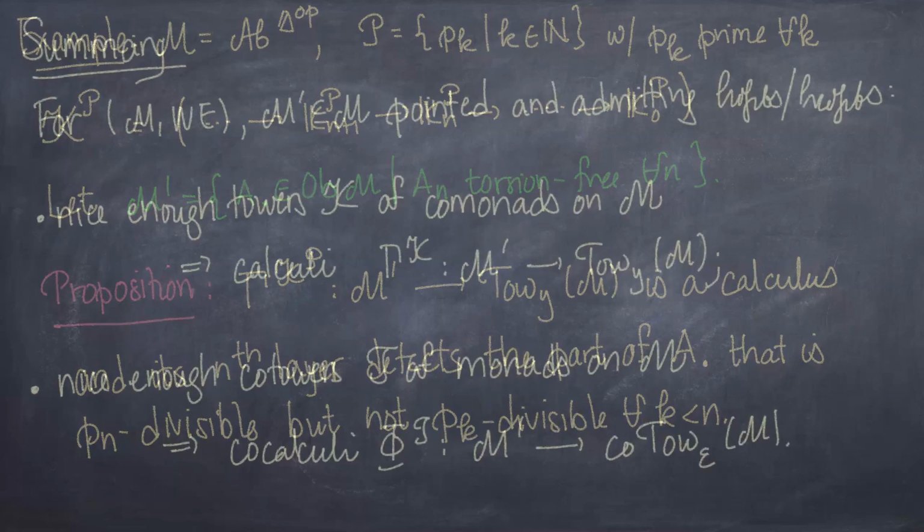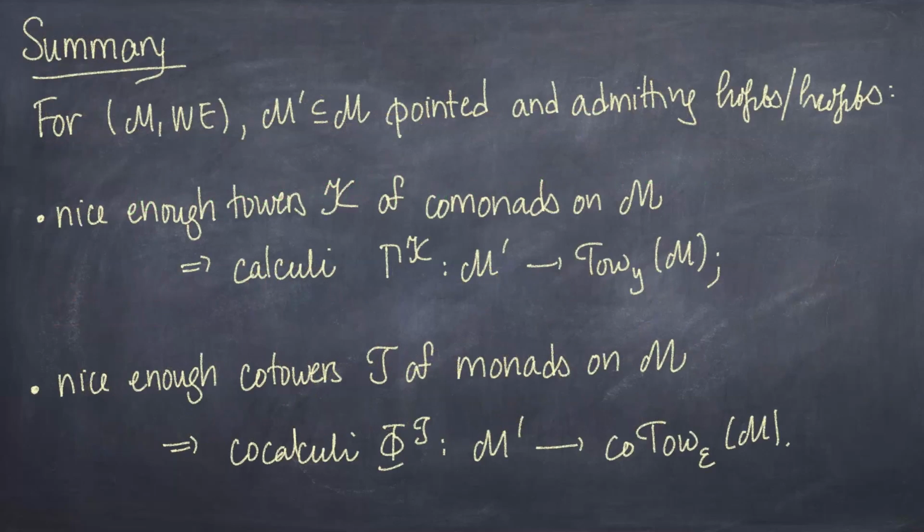So to summarize what's in this section: if we have some category equipped with weak equivalences, and we have some subcategory of this, and suppose that it's pointed, admitting homotopy fibers (homotopy cofibers is necessary), then some nice enough tower of comonads on the category M will give rise to a calculus like this on the category M prime with values in M. And similarly, a nice enough co-tower of monads on M will give rise to a cocalculus on M prime with values in M.